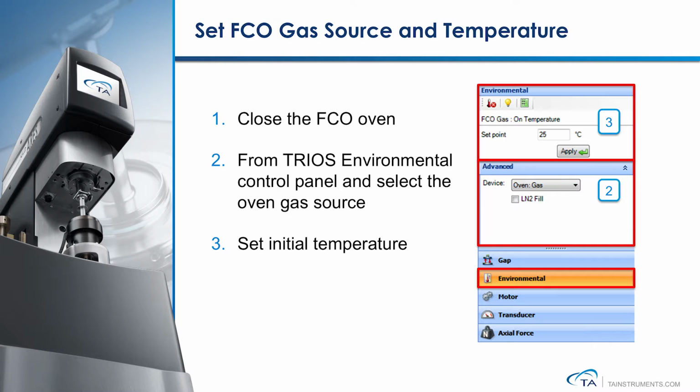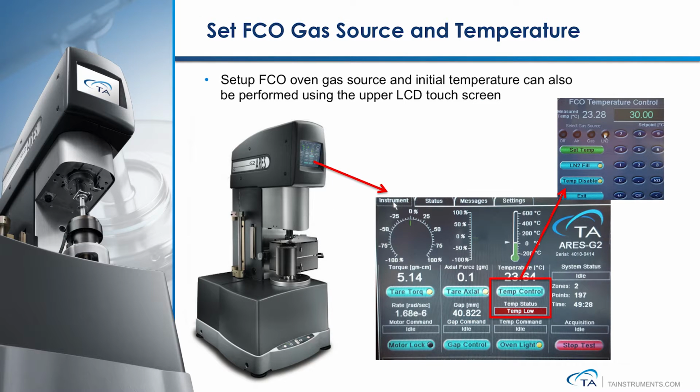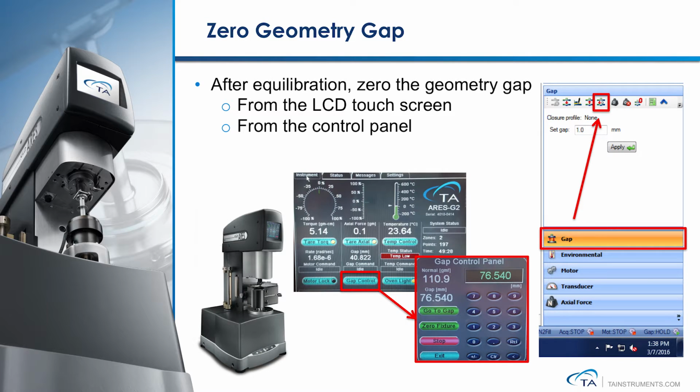This function can be found from the TRIOS control panel under the environmental bar. After the gas source is selected, the initial measurement temperature can also be entered from this page. Alternatively, FCO oven gas source and initial test temperature setup can also be performed using the upper LCD touch screen under the temperature control icon. At the measurement temperature, the zero-gap operation can be performed from either the upper instrument LCD screen or from the TRIOS control panel under the gap bar.